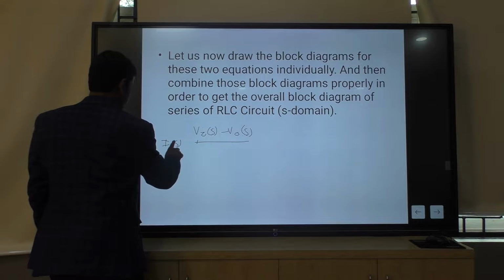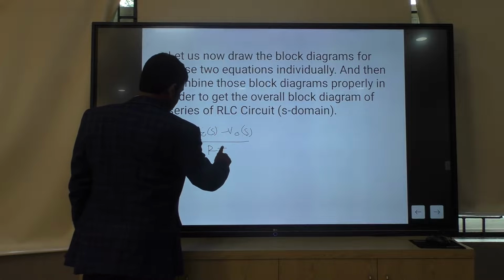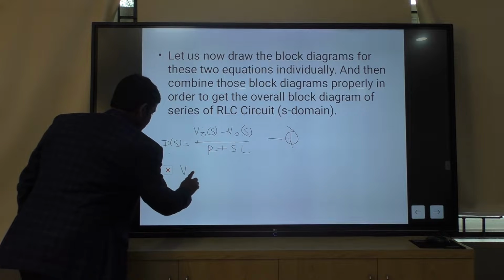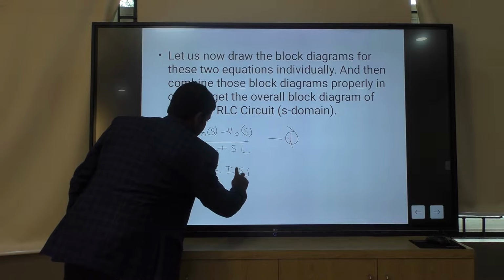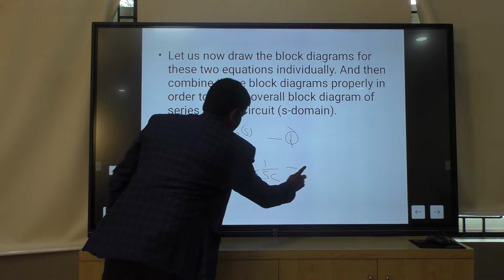That is equal to how much? That is equal to R plus SL. Equation 1. Second equation, getting V naught S equal to how much? Is into 1 by SC. Equation 2.